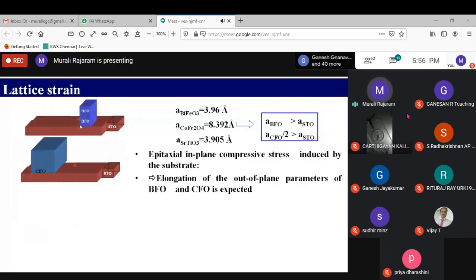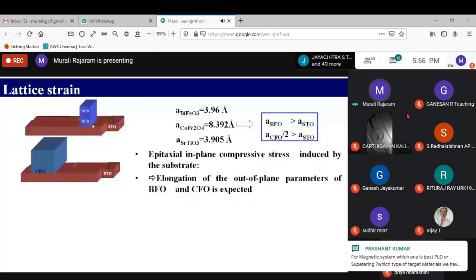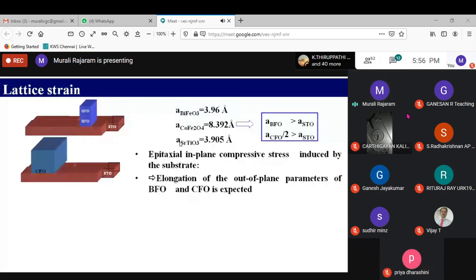So in plane, this 3.96 should come to 3.90. This lattice compresses the bismuth ferrite, so in-plane compression should happen. There is an in-plane compression, and out of plane, on the C axis, there should be an expansion because the volume should be maintained in a unit cell. So there should be an expansion here. That is what is expected.